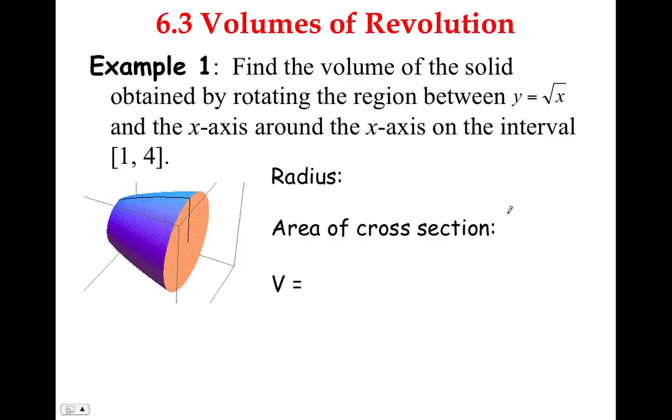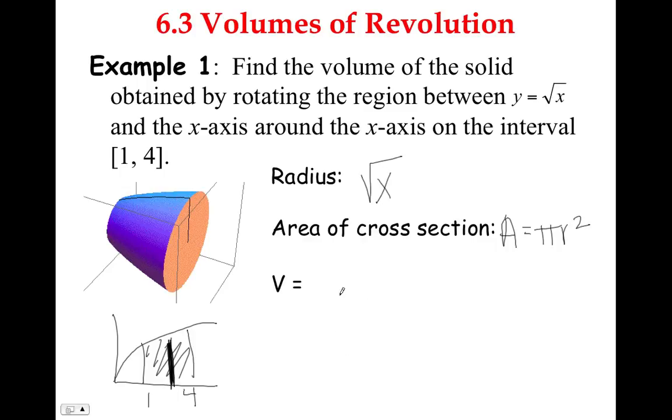which means the area of each of those cross sections is going to be pi r squared, and the radius is going to depend on the value of x. The radius is going to be the distance from the axis of rotation to the outside of that region, which is just going to be my function, square root of x. So the volume here is going to be pi times the integral from 1 to 4 of the radius squared. And I'm integrating that with respect to x.